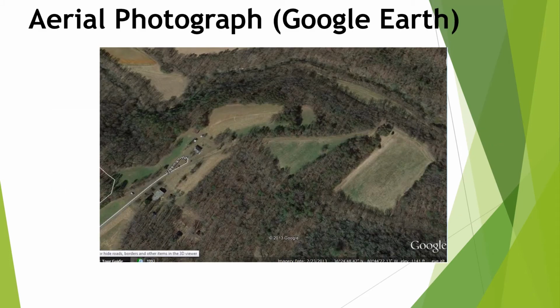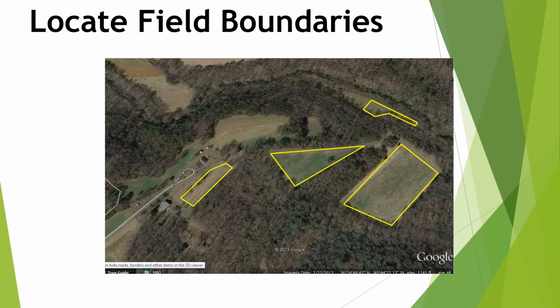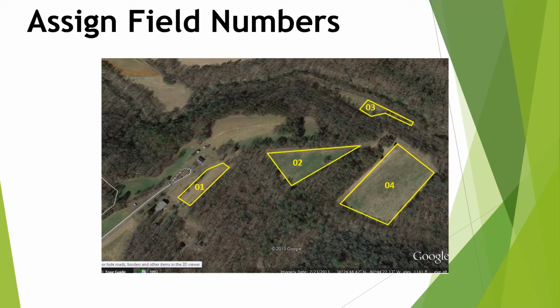This slide provides an example of an aerial photograph taken from Google Earth. You'll notice in the lower right-hand section of this photo, you have the latitude and longitude information that you will need to complete in your general questions in your demographic section of your Plan of Action manual. You can utilize this same aerial photograph to start providing detailed information about your farm. Locate the field boundaries. In this photo, we have 1, 2, 3, 4 fields that we have assigned numbers to.